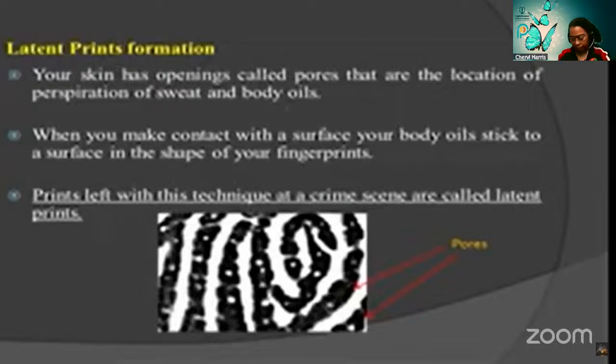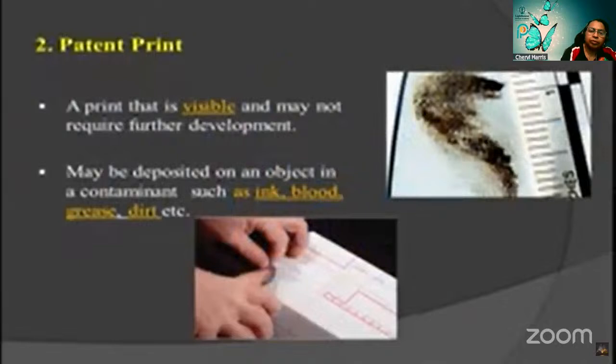So it means that when such kind of fingerprints are left on a crime scene surface, it is because of the perspiration of sweat and our body oils. Now the second type of fingerprint is pattern print. Pattern print means visible print. It is completely visible to the naked eye. A print that is visible and may not require further development. Obviously, if it is visible, there is no need to develop it more. It may be deposited on an object in a contaminant such as ink, blood, grease, dirt, etc.